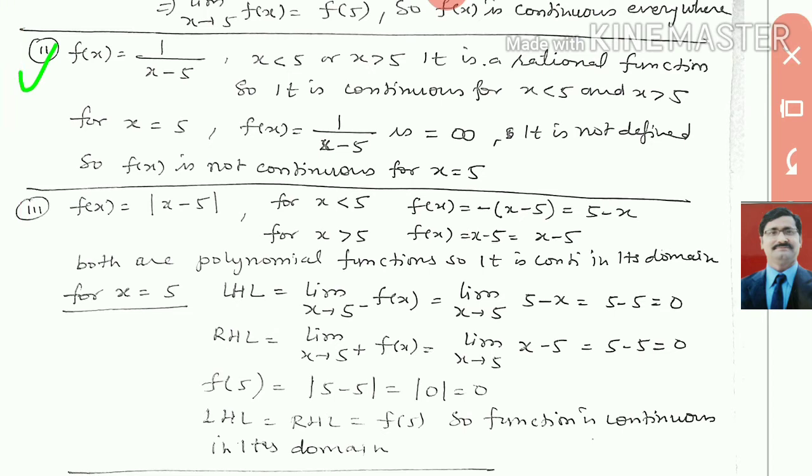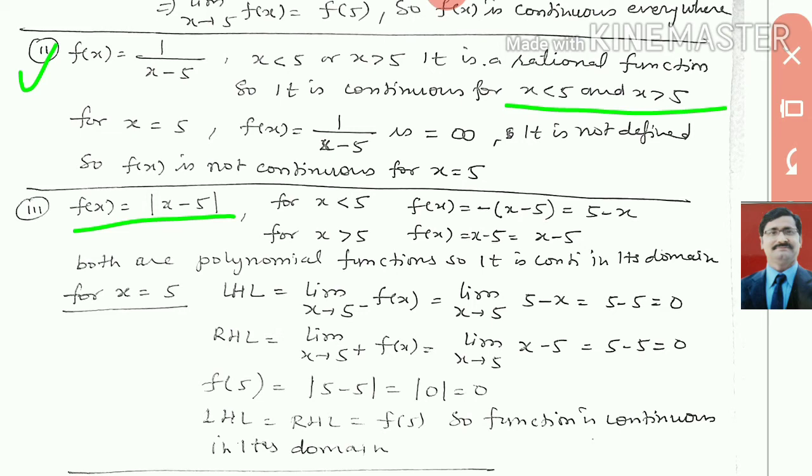Now our second question is f(x) equal to 1 upon x minus 5. Here x is less than 5 or x greater than 5, it is a rational function, so it is continuous for x less than 5 and x greater than 5. But we check for x equal to 5. So here x equal to 5 means f(x) is 1 upon x minus 5, and that is equal to infinity. It is not defined, so f(x) is not continuous at x equal to 5.